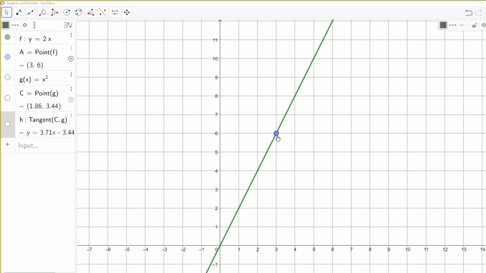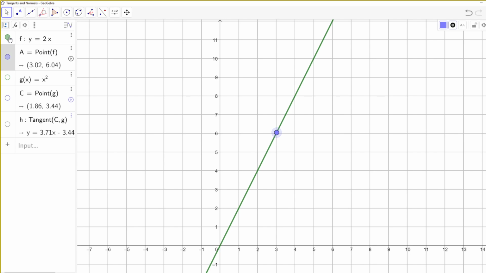Gradient's a measurement of steepness, and on a straight line it's constant, so it doesn't matter which point I take on the curve, I know that the gradient will always remain the same. In this case, I've got the straight line y is 2x, so the gradient is always 2.